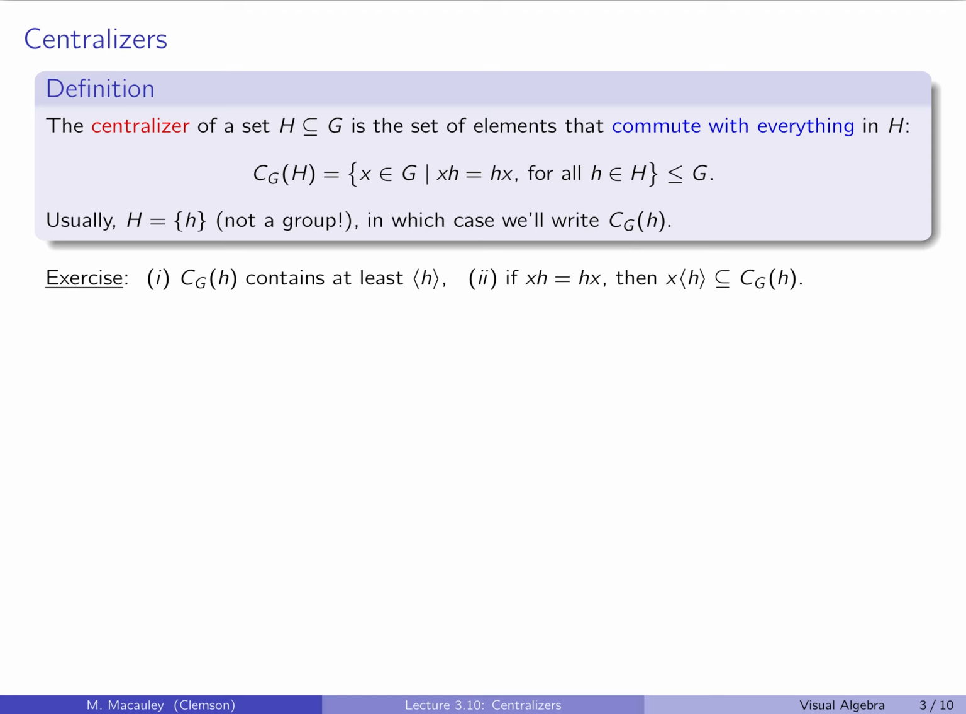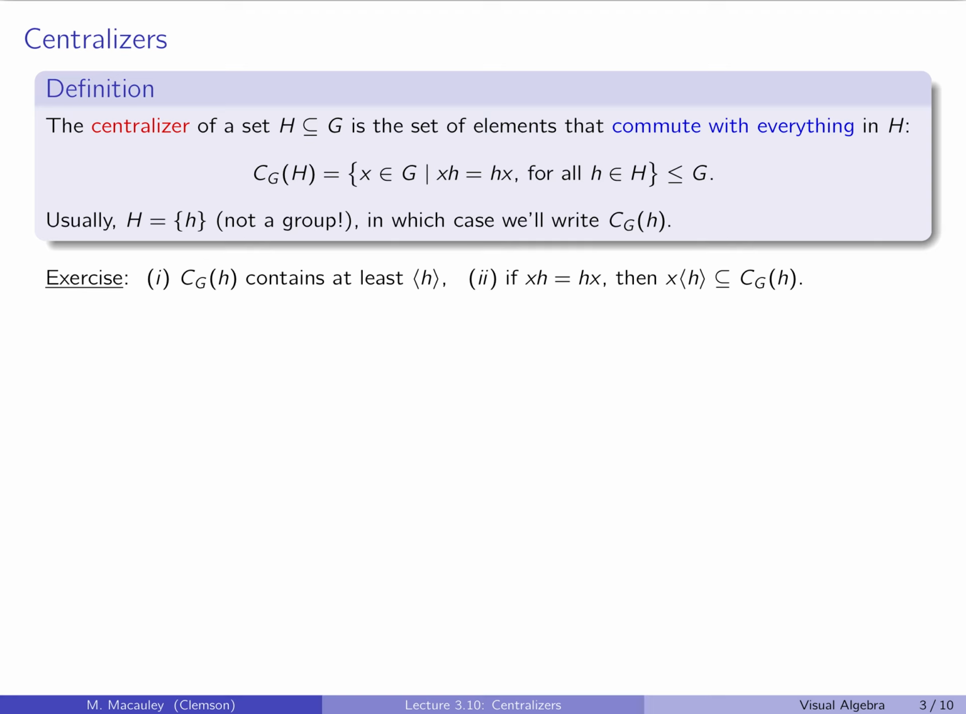There are typically two cases that we'll consider. Even though we can define this for any arbitrary subset, we'll usually either assume that H is a single element, say little h, in which case we'll just write C_G(h) instead of C_G of the subset containing h, or we'll consider the case where H is a subgroup. But in this lecture, we'll mostly just do the one where H is a single element.